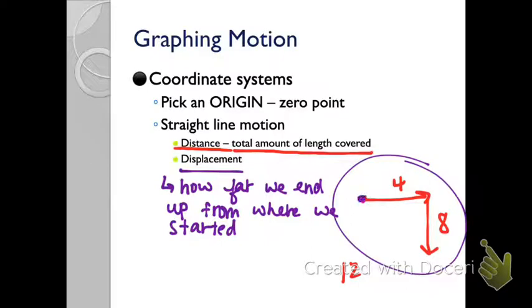Here's where I started. Here's where I ended up. So what would my displacement be? Yeah, a straight line between those two. And so in this case, I would find the hypotenuse of that triangle, right? And that would give me my displacement. Do you remember how to find the hypotenuse of a triangle? Pythagorean theorem, a squared plus b squared equals c squared. So if I find the hypotenuse of that triangle, that tells me that my displacement is 8.94 meters, right? I walked a total of 12 meters in terms of distance, but my displacement is 8.94.